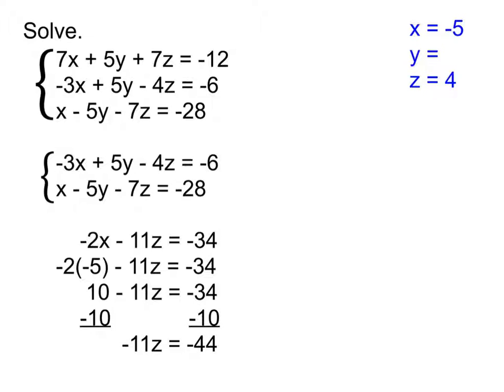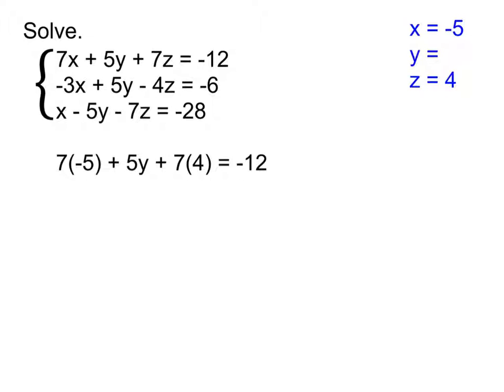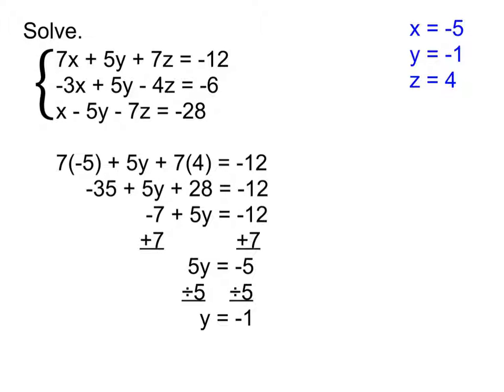And now that I know two of the variables, I can plug that into any of these three to solve for y. And again, it doesn't matter which one you plug into. Go with one that looks easiest, or just arbitrarily choose one, as you wish. So I plug in the x and z. I chose the first equation. And we can then find that y equals -1. And we're done with that one.